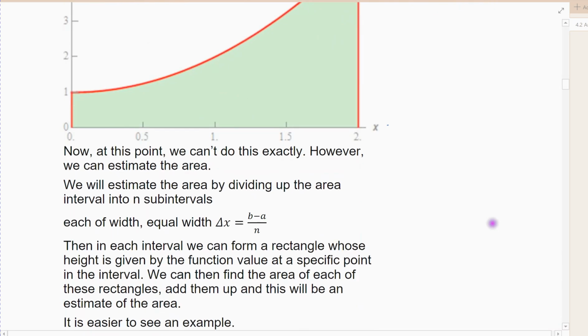Dividing up the area, we take my change in x. My change in x would be going from x equals 0 to x equals 2. That's my change in x. This would be my a, this would be my b. I'm going from 0 to 2. That's the total area that I'm looking at. And so my change in x would be 2 minus 0, divided by how many rectangles I'm going to draw. And I want them to be equal width. So this delta x represents breaking it down into small area regions of the same width. Not the same height, the same width.